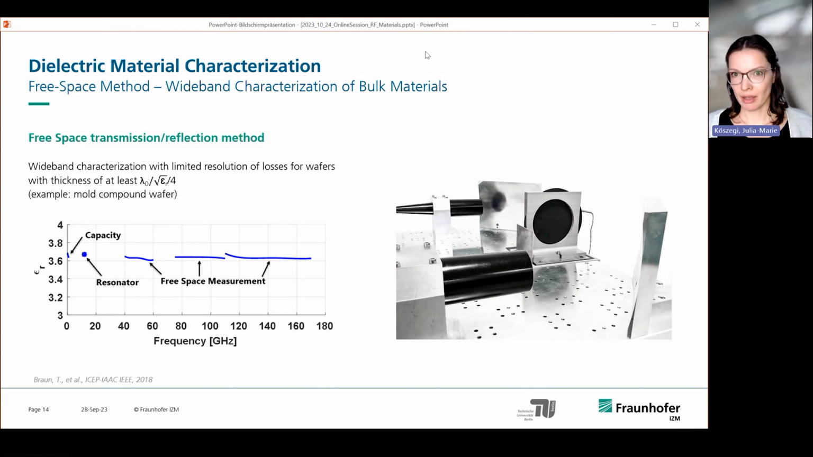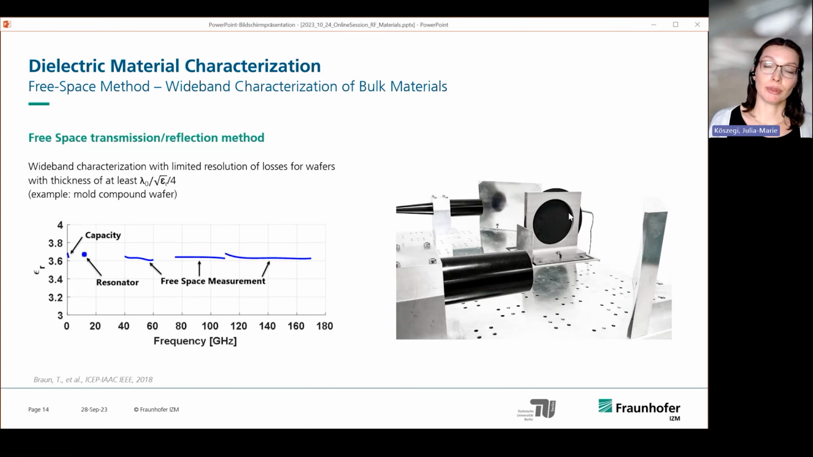So this kind of method will not bring you quite far if you are, for example, characterizing, like Eric said in the first introduction, ABF film. So you have a thin film standalone polymer, and it has very low losses. You will simply not see it. And also you will not be able to manufacture a sample that's big enough for that.